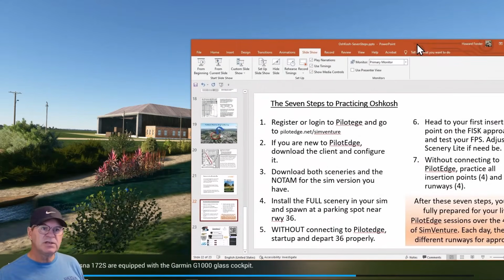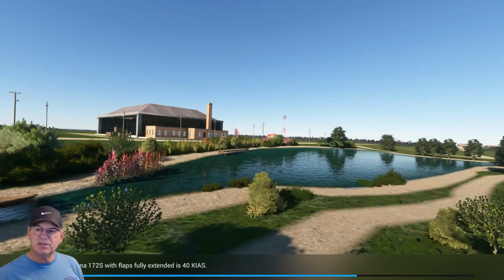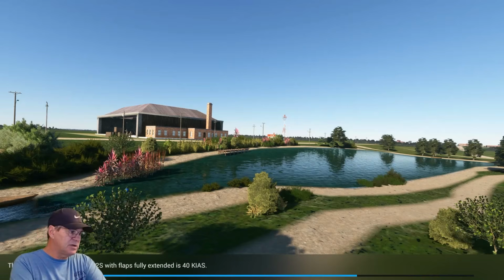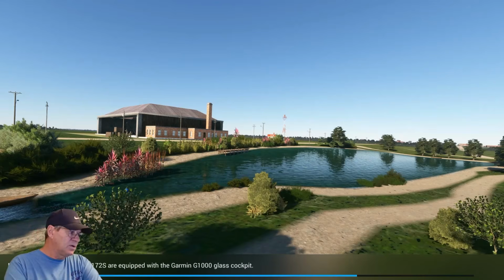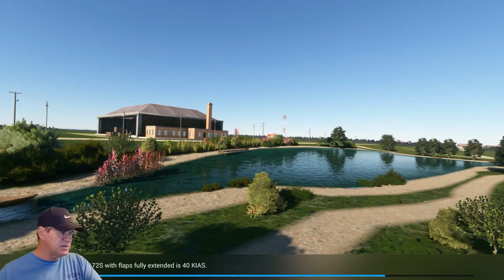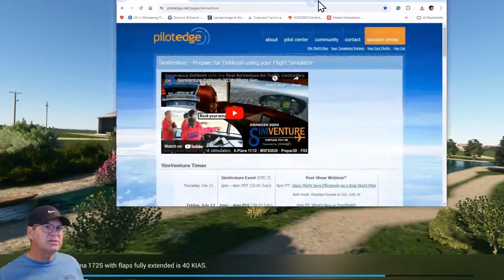As that's loading in, it won't take long, register or log into Pilot Edge. Let's go through these steps right here first to get our scenery. Mine's already installed, but I just want to show you the steps. I'm going to open up a browser. I'm going to go to Pilot Edge, and I'll bring that up on the screen here. pilotedge.net/SimVenture, as we say in the text. And this is the page that comes up.